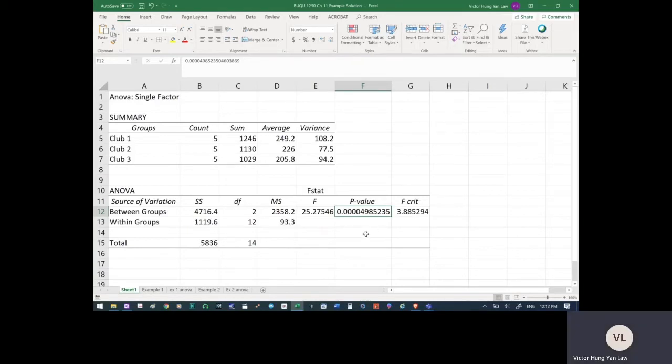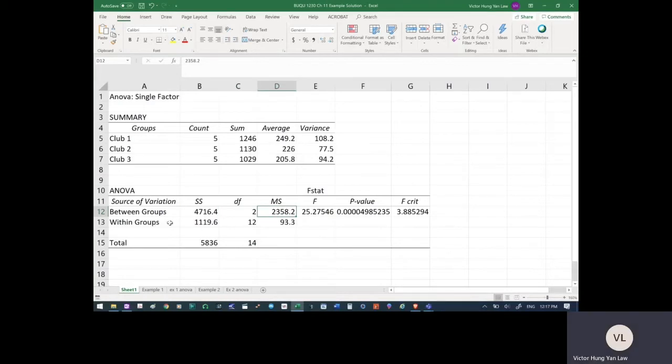The third thing that you need to know is some of the relationships here. For example, you have your SS, which is your sum of squares. Sum of squares divided by degrees of freedom gives you the mean square. So if you take the 4700 divided by 2, you're going to get the 2300.